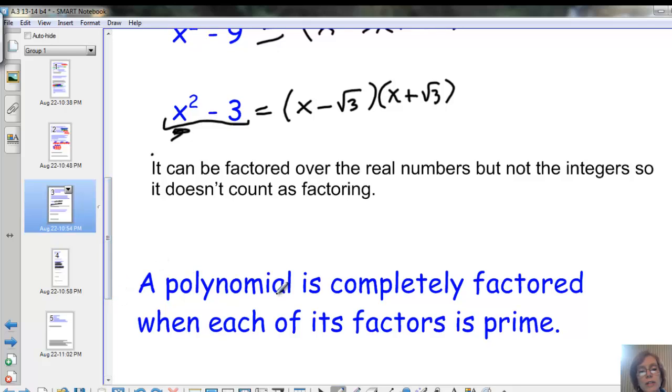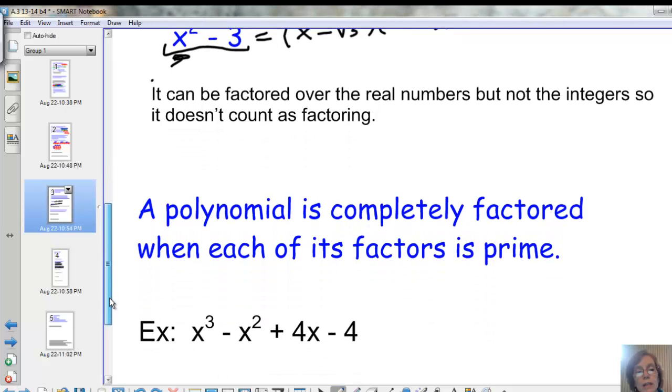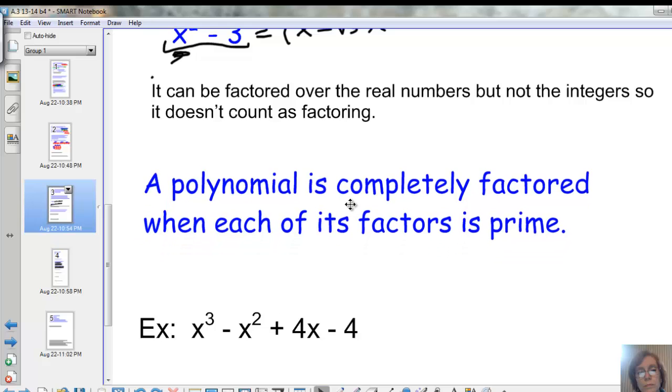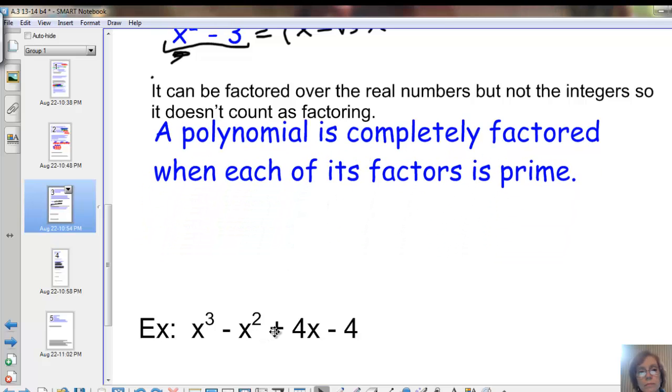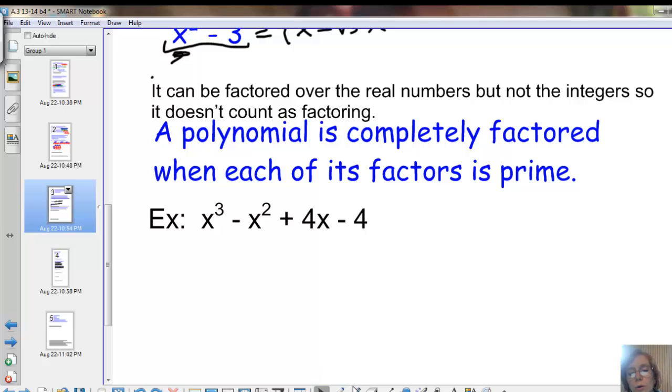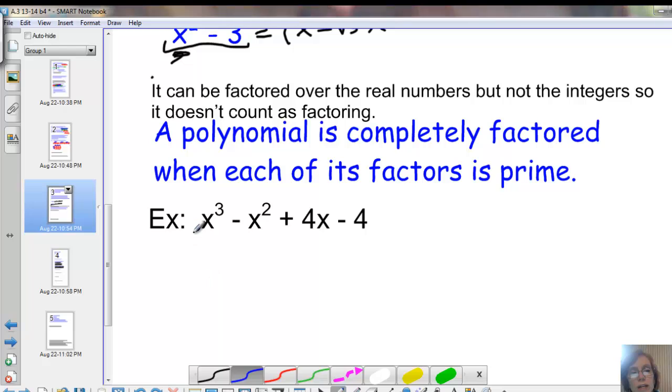A polynomial is completely factored when each of its factors is prime. Let's take a look at an example of factoring when you have 4 terms. We can factor this by grouping.